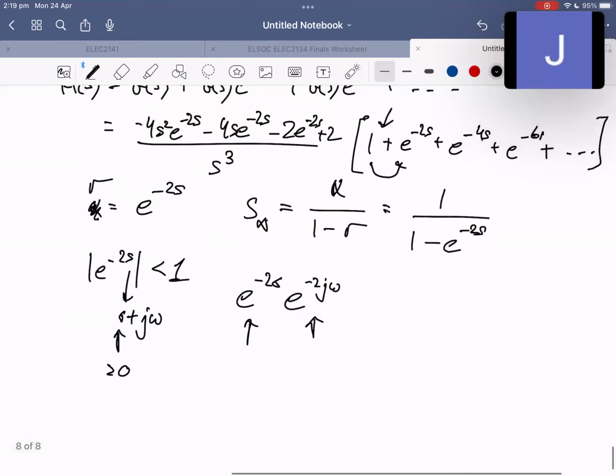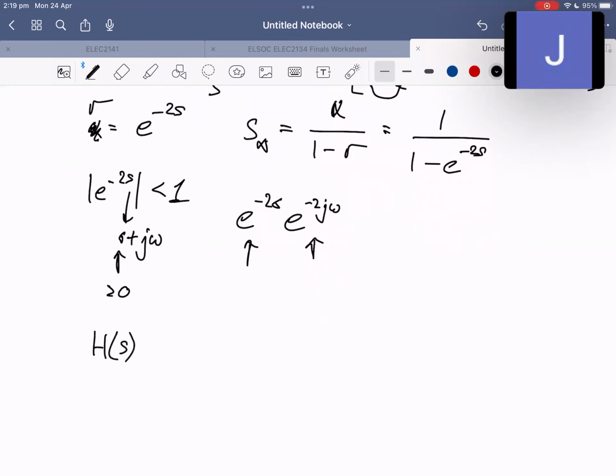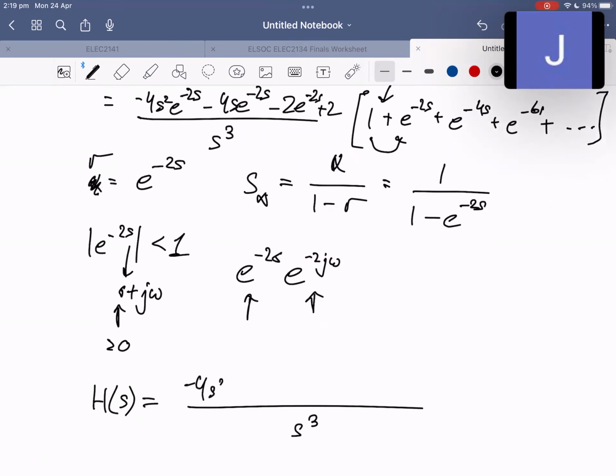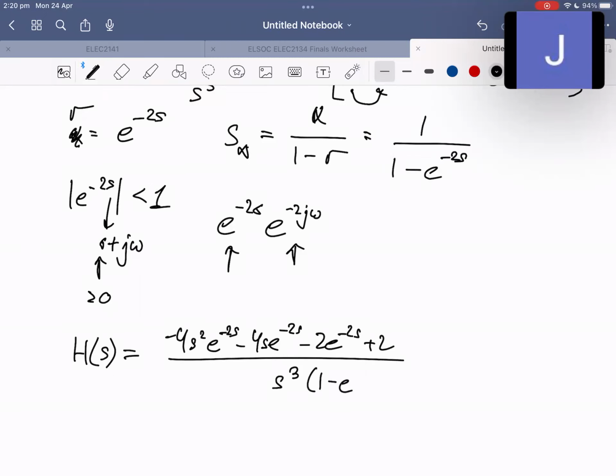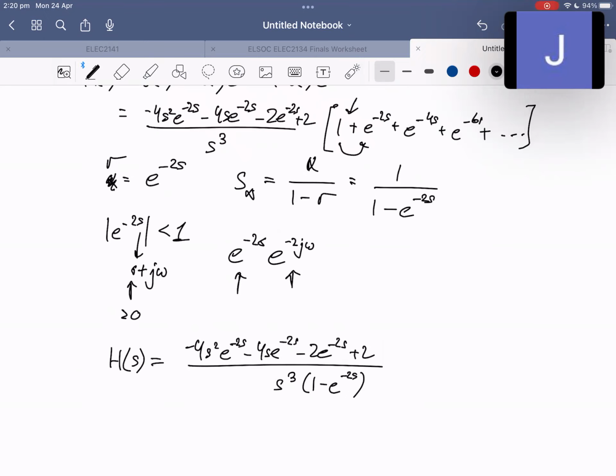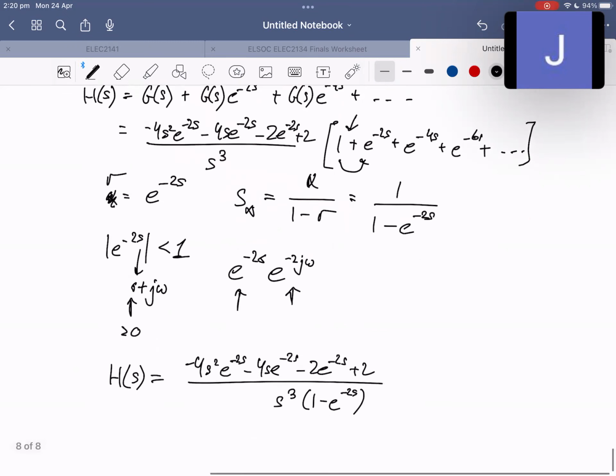Cool, yeah. So my final answer is H of s is that fat function, which is negative 4 s squared e to the minus 2s, negative 4 s e to the minus 2s, negative 2 e to the minus 2s, plus 2. And then on the bottom, we should have 1 minus e to the minus 2s, because of the infinite sum. You can find this property on the Laplace table that the textbook gives you. I've just gone ahead and proved why it looks like that.